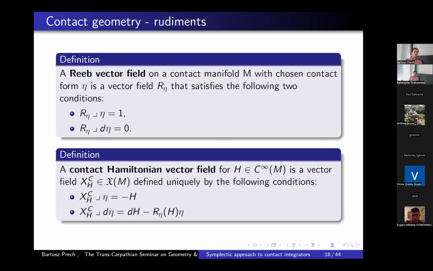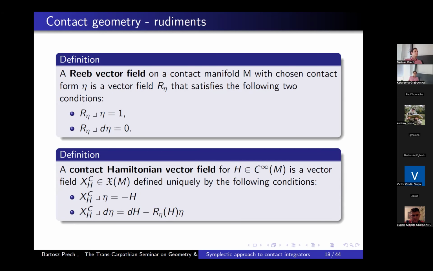So we usually associate them with functions on the contact manifold, and they are uniquely defined by these two conditions. When you take the inner product with eta, you get minus h, and the inner product with d eta is dh minus the Reeb derivative of h times eta. Yes, and that defines it uniquely.